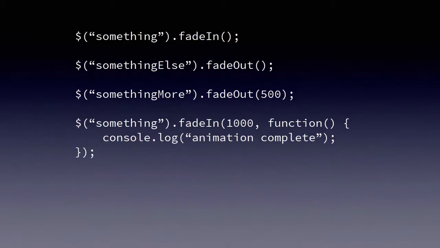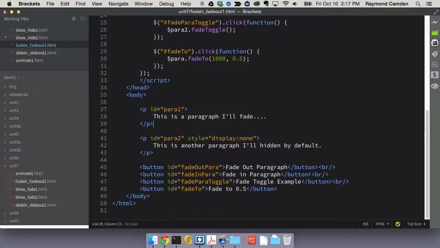Here are a few examples. Dot fade in, dot fade out with a duration, and a dot fade in with a complete handler that will run when the fading is complete. Let's look at an example of this. All right, so once again, I'm working with two simple paragraphs and I've built in a couple different buttons that allow me to test various features here.